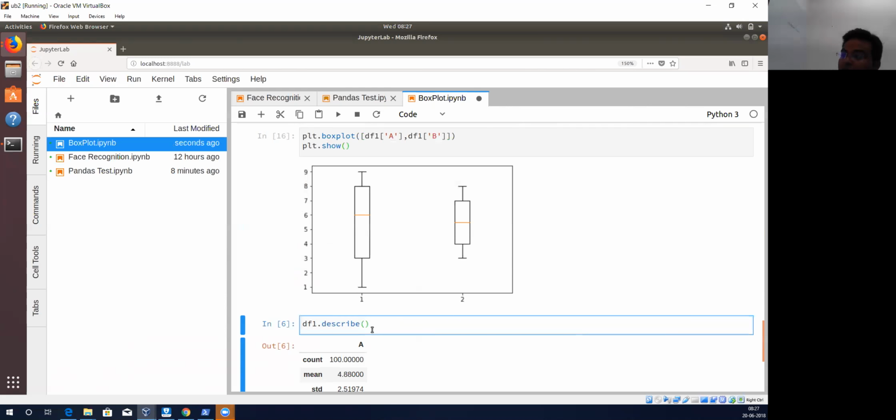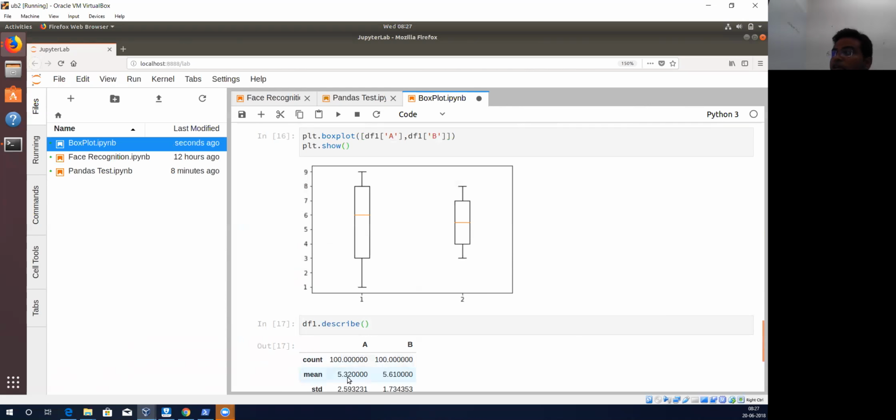And if you do df describe, you'll find it for both the columns. Right here, you can see this one's mean is 5.3.